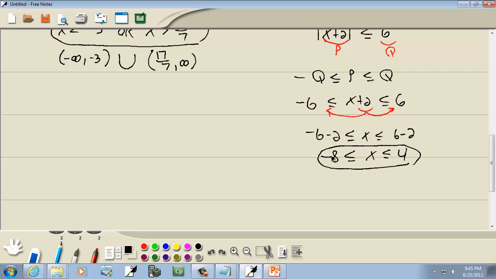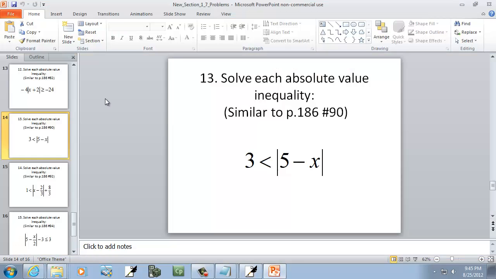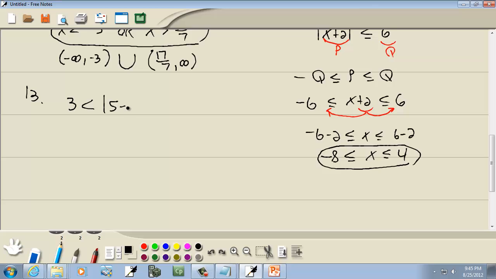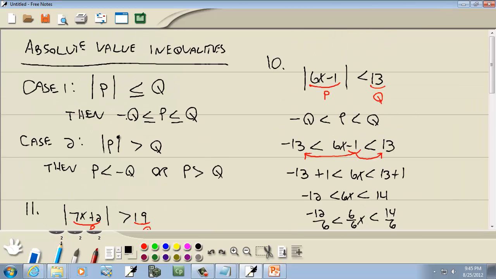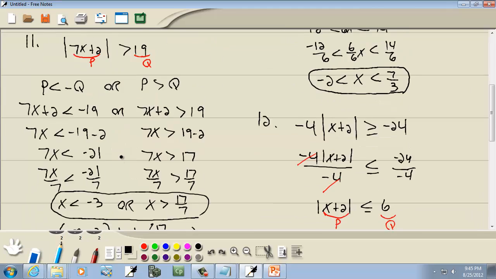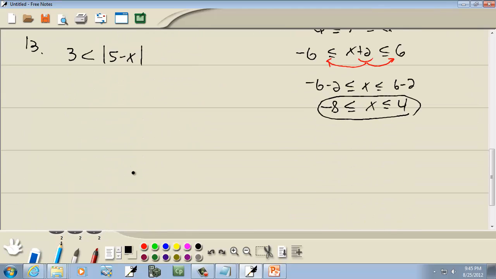Let's take a look at this one. Got 3 is less than absolute value of 5 minus x. Now there's a problem with this. If I go up and compare it against my formulas, they always have the absolute value on the left side. That's where we need it. So if I come down here, put the absolute value on the left side, now I can switch them around, put the 3 over there.